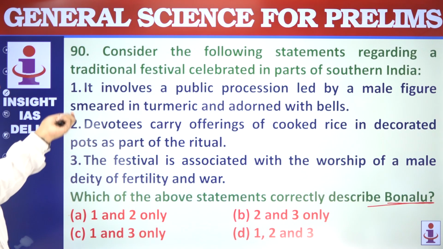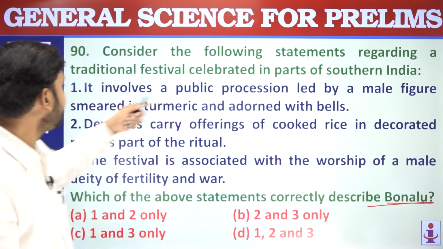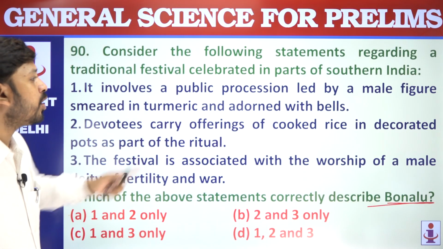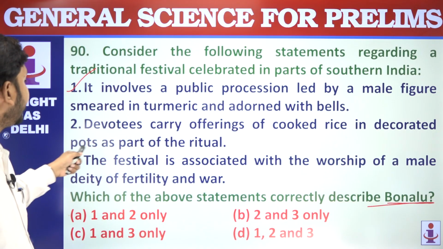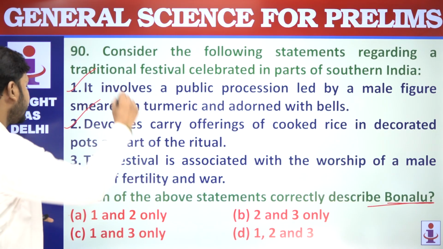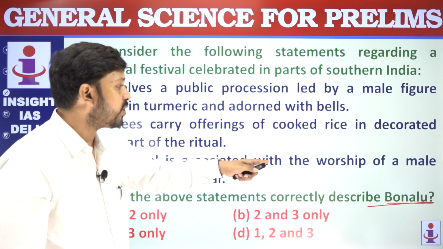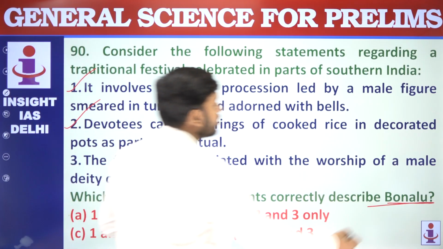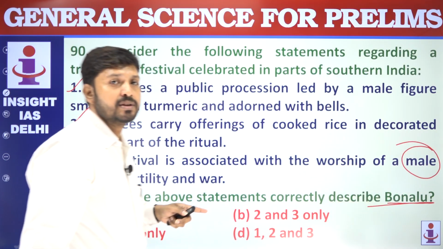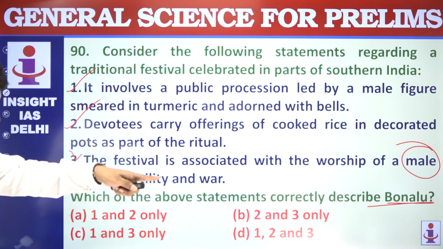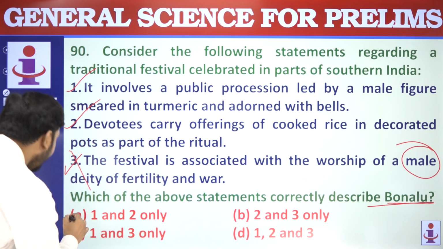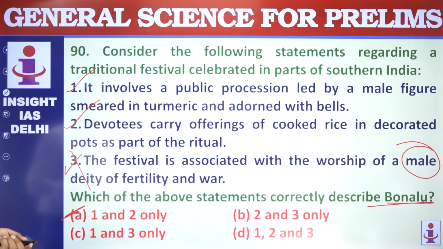So let's read the statement. It involves a public procession led by a male figure smeared in turmeric and adorned with bells. This is right. Devotees carry offerings of cooked rice in decorative pots as part of the ritual, right? The festival is associated with the worship of a male deity. No, it's not a male deity, it is a female deity, Mahakali. So this statement is wrong. So the third is wrong, and they are asking for correct statements. So 1 and 2 are right. So option A will be the answer.